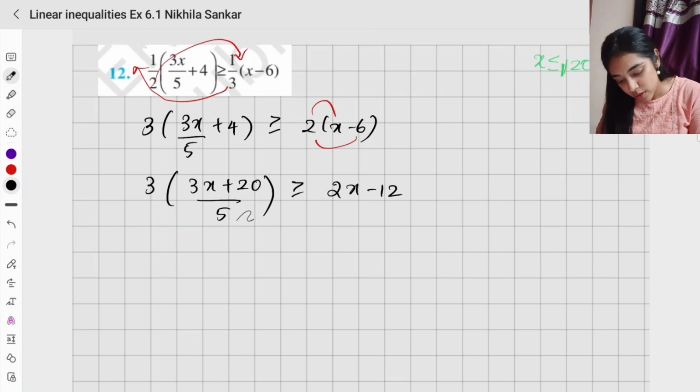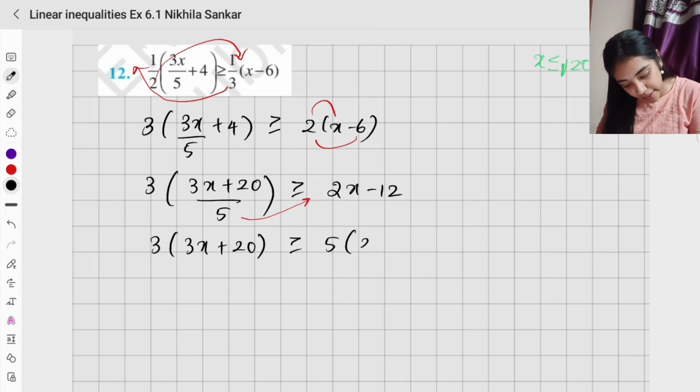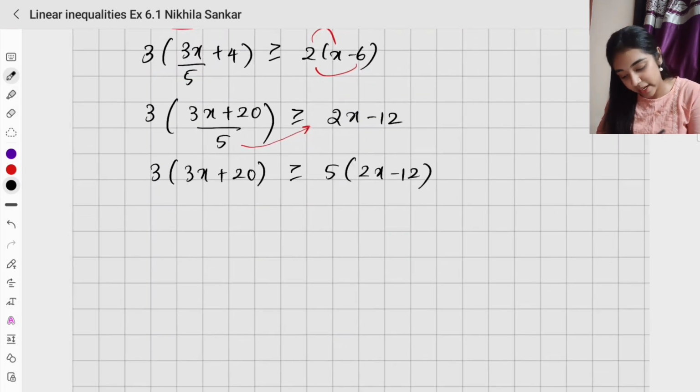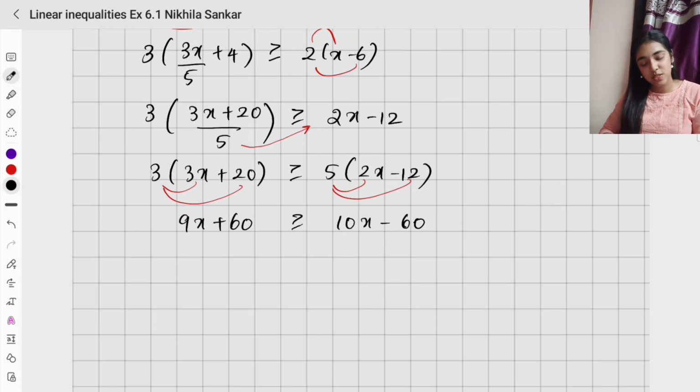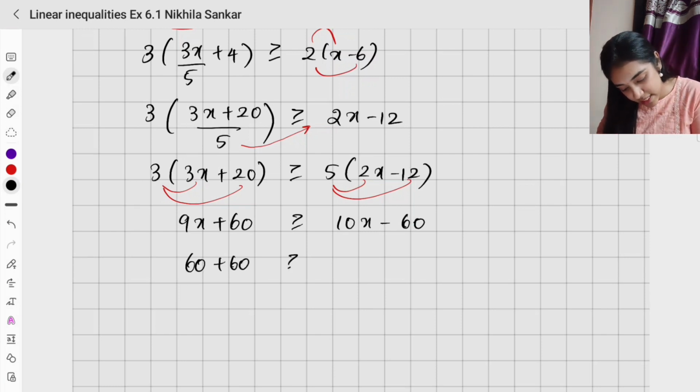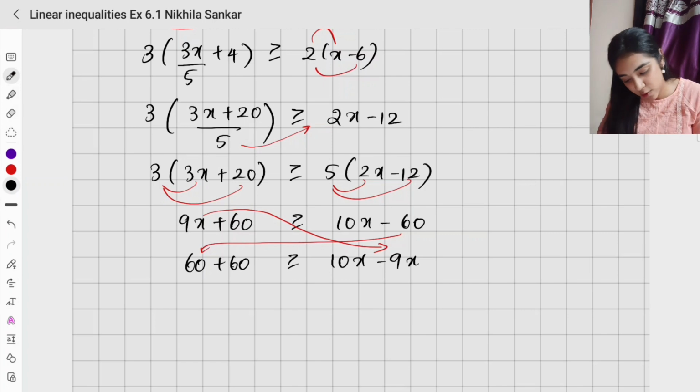Okay, now I'm going to take this 5 to the other side. Cross multiplying by 5 to the other side. I'll have 3 times 3x plus 20 greater than or equal to 5 times 2x minus 12. Now I'm going to open the brackets. I have 3 into 3x, 3 into 20. So 3 3s are 9x plus 60 greater than or equal to 5 into 2x, 5 into minus 12. So 5 2s are 10x minus 60. 5 into minus 12 is minus 60. Now I'm going to bring 60 to this side and 9x to the other side. So I have 60 plus 60 greater than or equal to 10x minus 9x. Clear? The minus 60 goes to the other side, so plus 60. 9x is coming to the other side, so I'll have minus 9x. Okay, now I'll have 120 greater than or equal to 10x minus 9x is x.